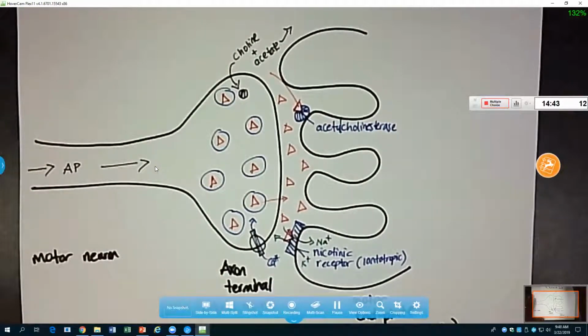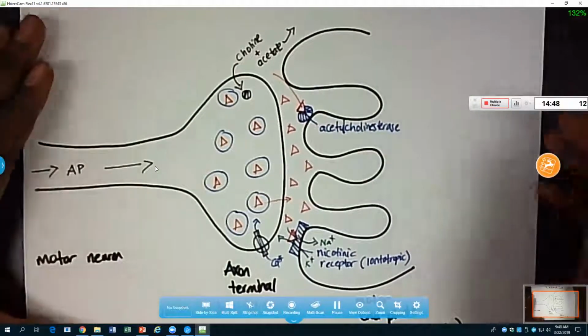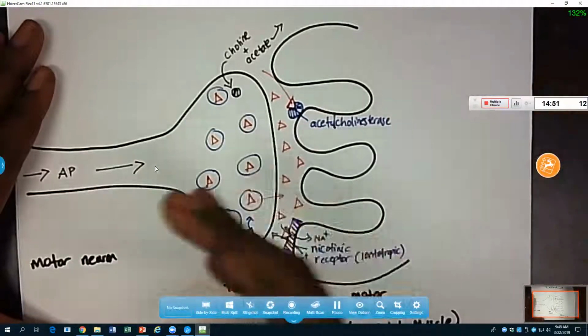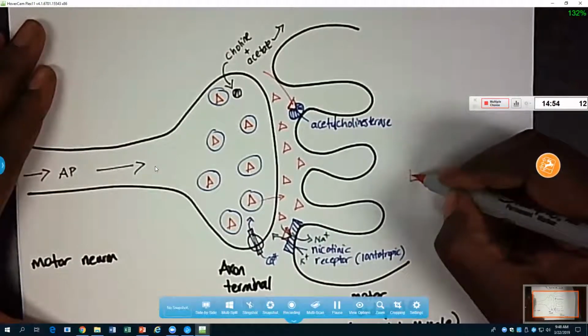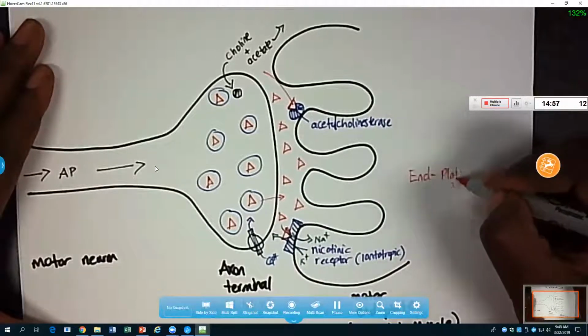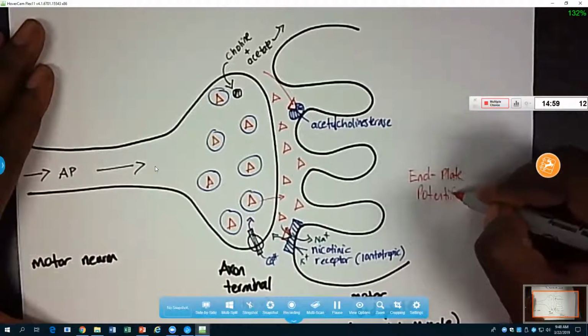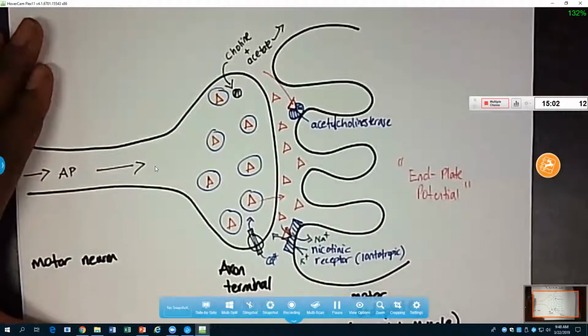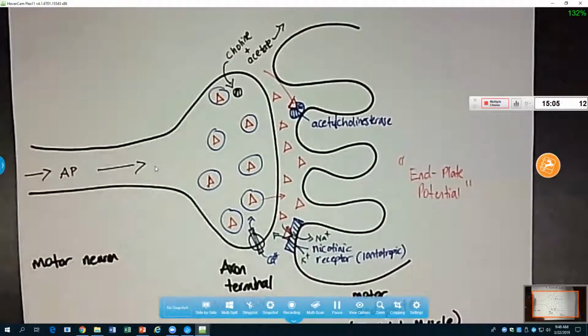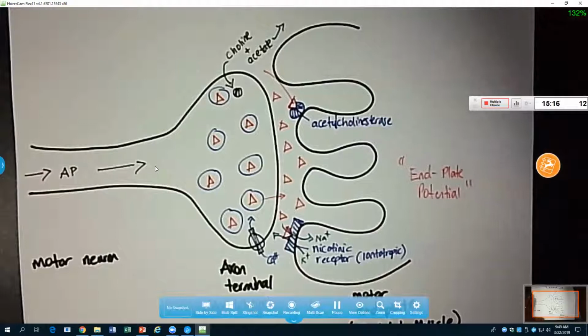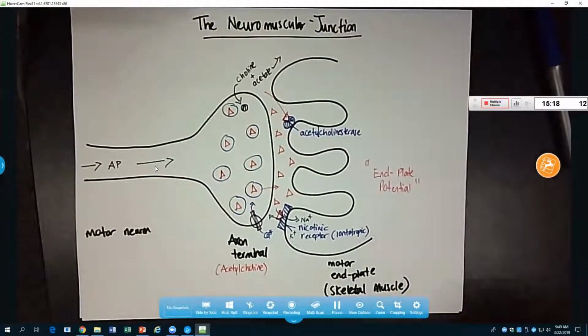Any questions on this? So the excitation of the muscle fiber is called an end plate potential. That's what's brought about when we excite this muscle fiber by opening up these nicotinic channels, and that happens when acetylcholine binds to this receptor. Any questions here, guys? Okay, so let's continue on.